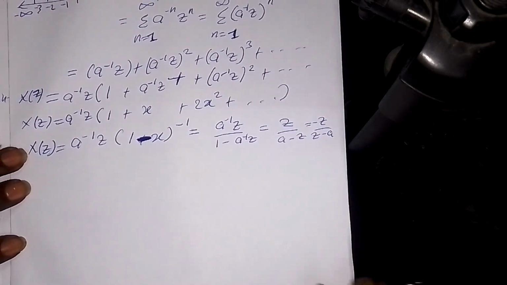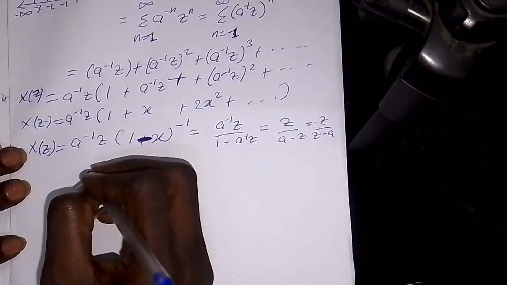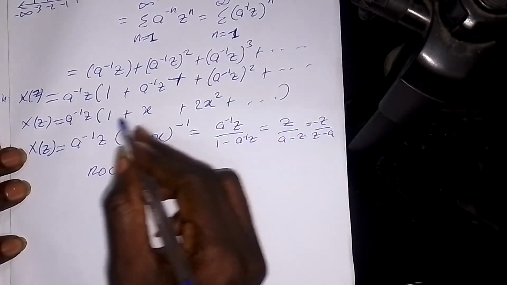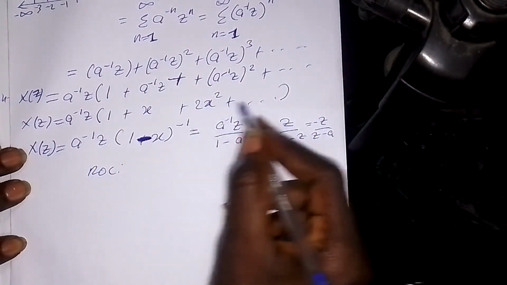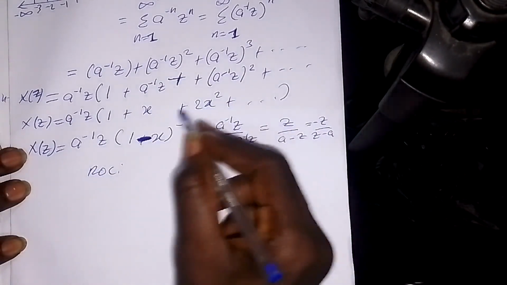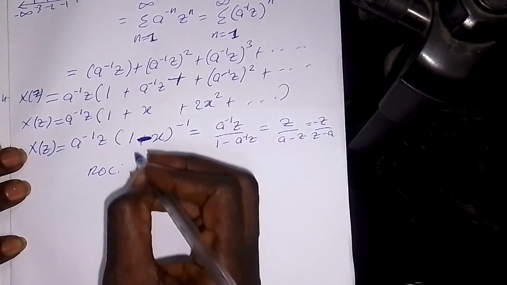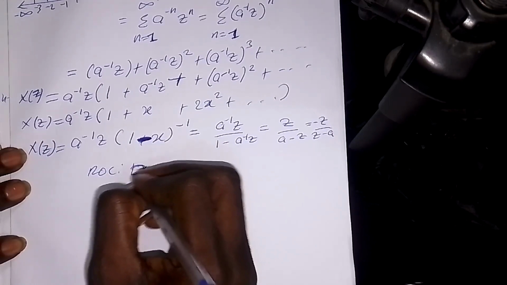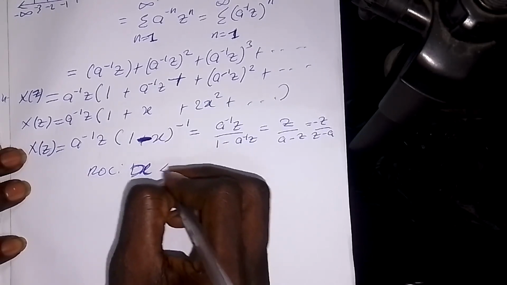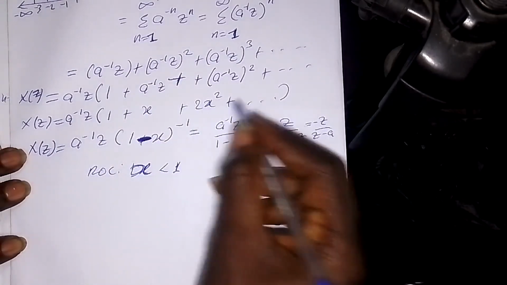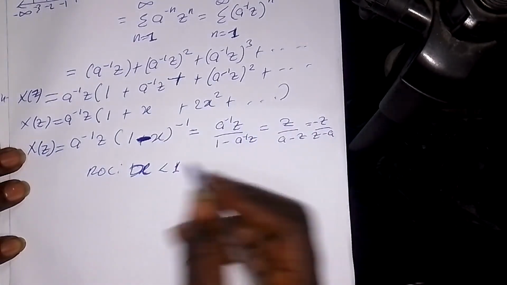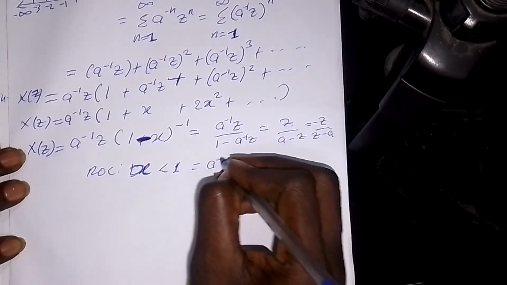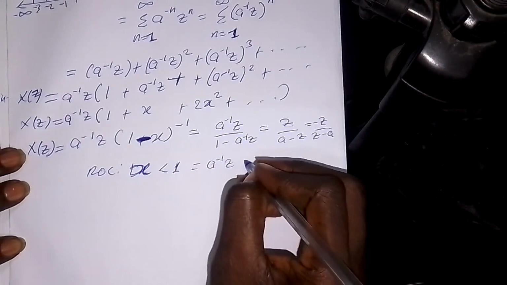And then what is going to be my ROC? This series is going to converge when x is less than 1. Whenever x is greater than 1, it will not converge. So here, what is x? x is a exponent minus 1 Z. This will be less than 1.